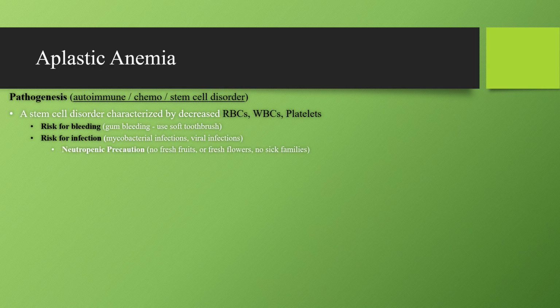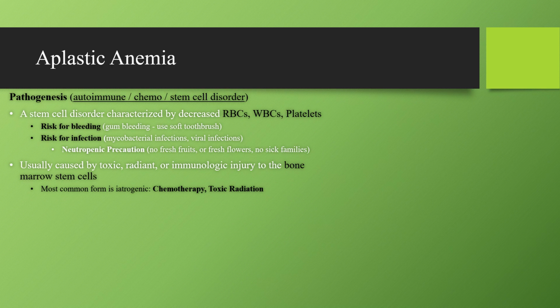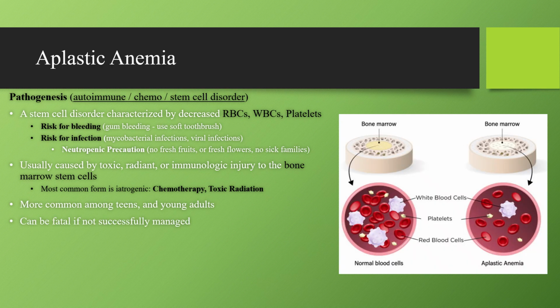When we talk about clinical manifestations, we do know that stem cell disorder can be classified. We are going to put these individuals on neutropenic precautions because of the risk for infection and then risk for bleeding, like gum bleeding. So we want to use soft toothbrushes. Again, these are caused by toxics, and we want to make sure it can be fatal if not successfully managed.